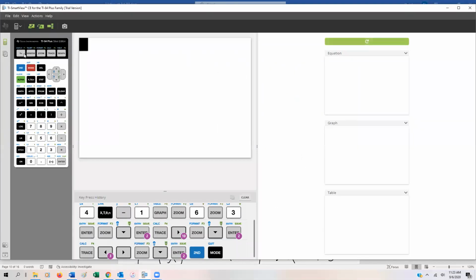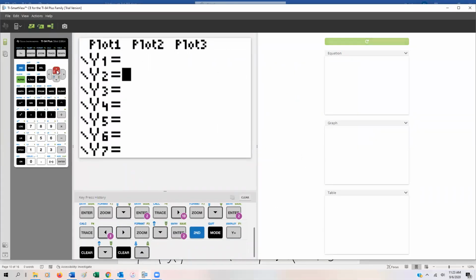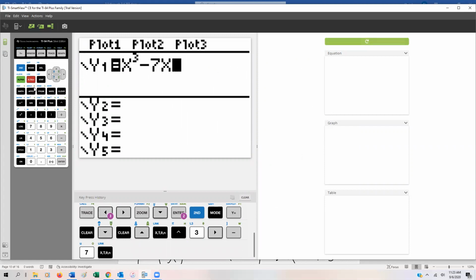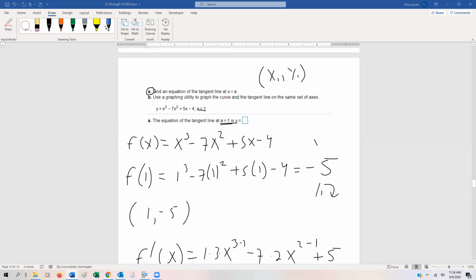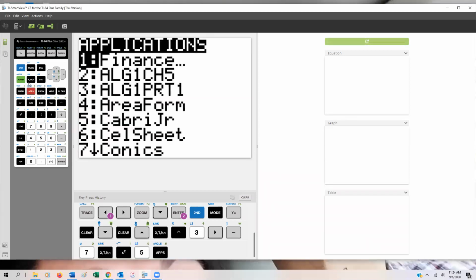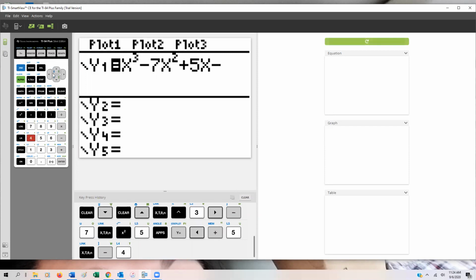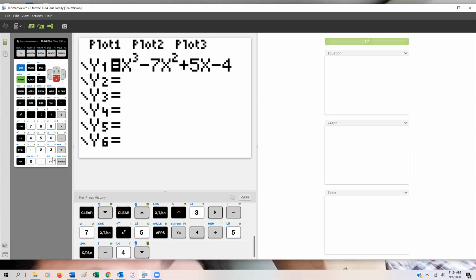So we're going to graph. I'm going to clear this. So we're going to have x cubed minus 7x squared, and then I think it was 3x or 5x or something like that. Let me go back and check. 5x minus 4. And I need a plus in there, so plus 5x minus 4. And then remember we had our function, which was negative 6x plus 1. That was our tangent line.